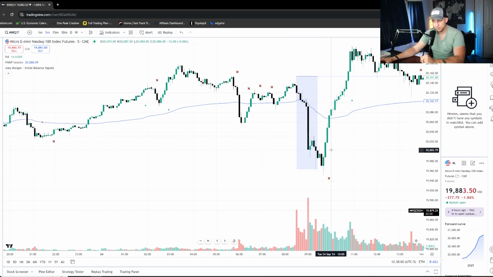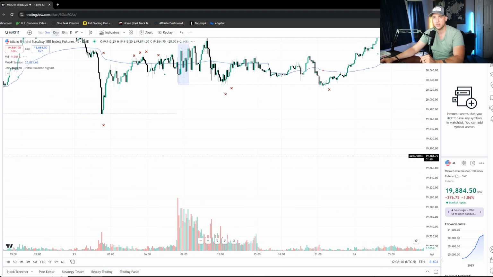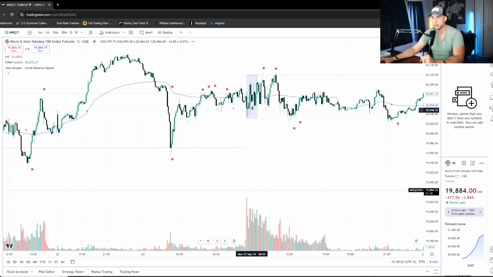So in this case, when we failed this, we actually went to the other end of the initial balance, right? Now, does this always happen? No, it doesn't always happen this way. Sometimes we can get a retracement of 50% of the initial balance before we come back down, or we retrace a little bit, right? So it doesn't always have to happen this way, but these are things that you can watch for.